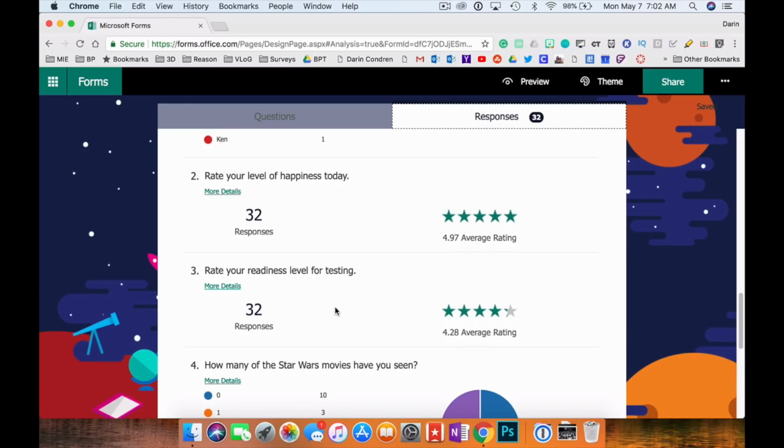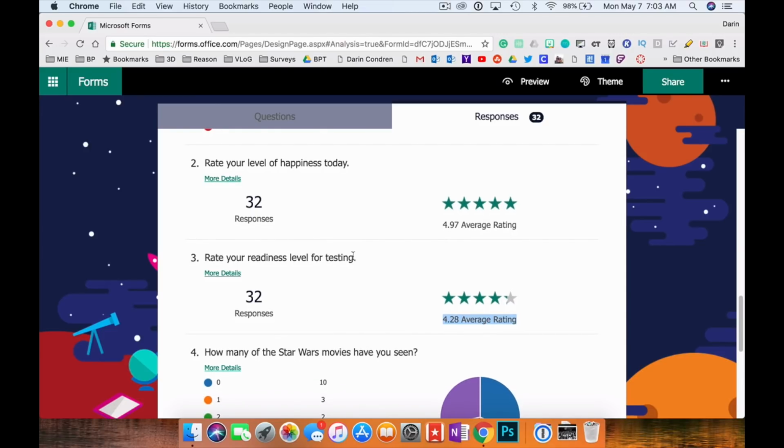Next, I look at the happiness scale right here, and I can see that the happiness scale is 4.97. So we're a pretty happy class right now. And then you can see that their level of readiness for the state testing that we're beginning today is a little bit lower at 4.28. So I wonder what's going on there. But it's a good topic for discussion. All of this information is great data and great conversation starters.